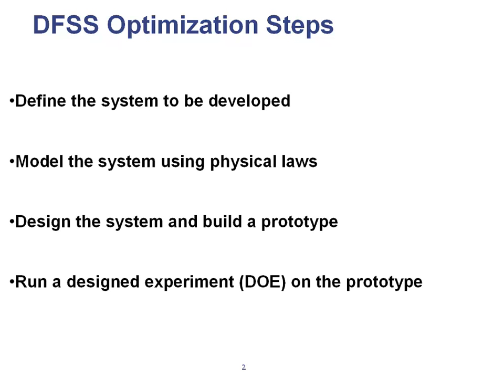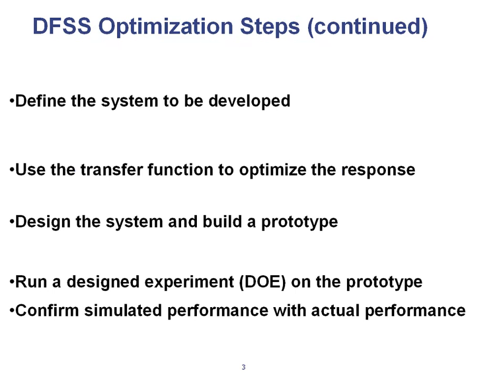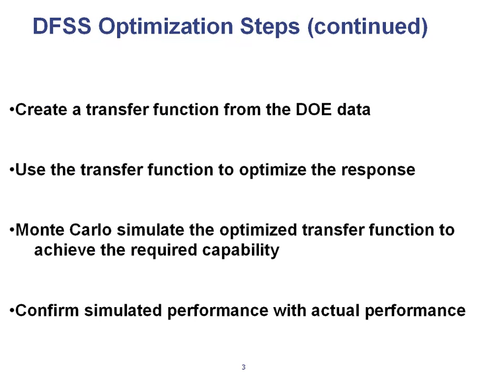Run a DOE, a designed experiment, on the prototype from which to get an equation which describes the critical responses of the system as a function of the critical parameters, the critical inputs, y as a function of many x's. This equation augments the information we would have from the models created using physical laws. Next set of steps would be then, again, the transfer function created from the design of experiment, the data generated in the DOE, and use that transfer function to optimize the response.